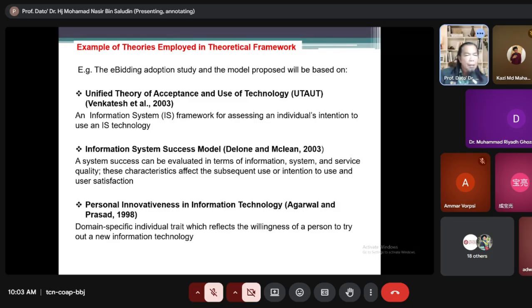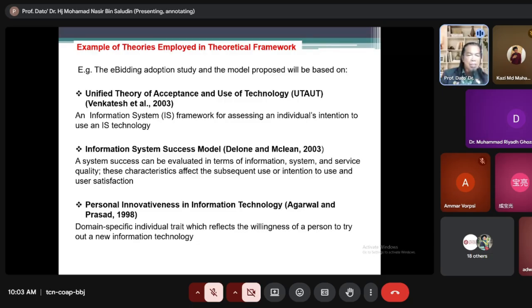And then information system. IS is information system. Information system success model by DeLone and McLean, 2003. Still can use. System success can be evaluated in terms of information system and service quality. This characteristic affects the subsequent intention to use and user satisfaction.